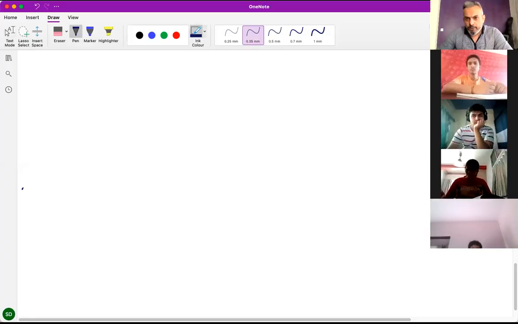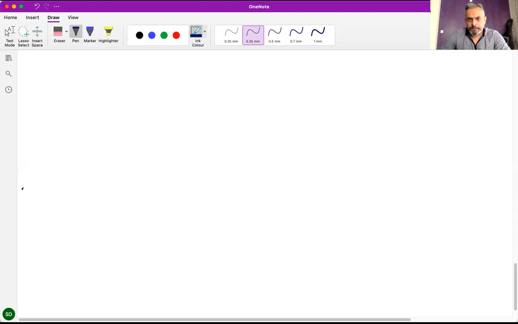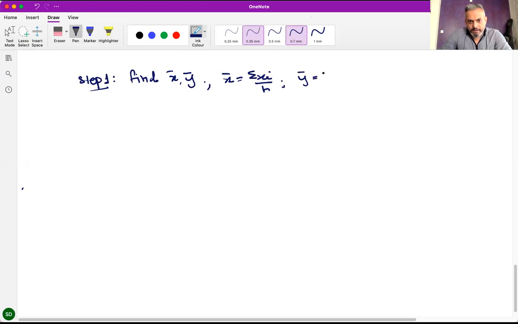So today we are going to continue with the method of least squares, second formula. Now the first step is always to find the mean. So we find the mean, that is x bar and y bar, where x bar is equal to sigma xi upon n and y bar is equal to sigma yi upon n.